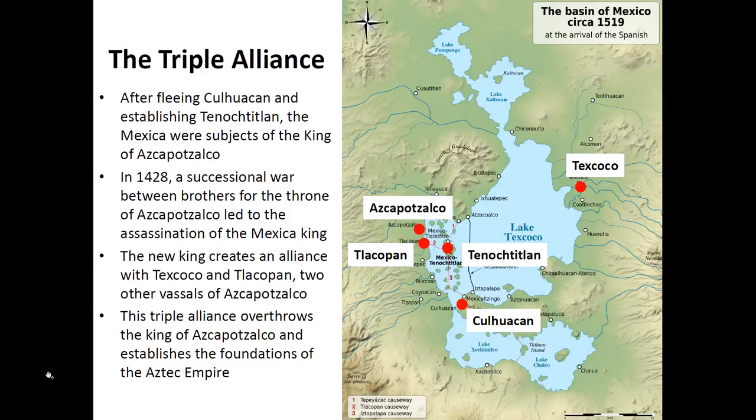The new king of the Mexica then created an alliance with two other vassal cities of Azcapotzalco, Tlacopan and Texcoco, and this triple alliance overthrew the king of Azcapotzalco and established the foundations of the Aztec Empire. And they referred to this as the Triple Alliance, although from the beginning the Mexica were the most important members, and as time went on came to dominate the Triple Alliance.